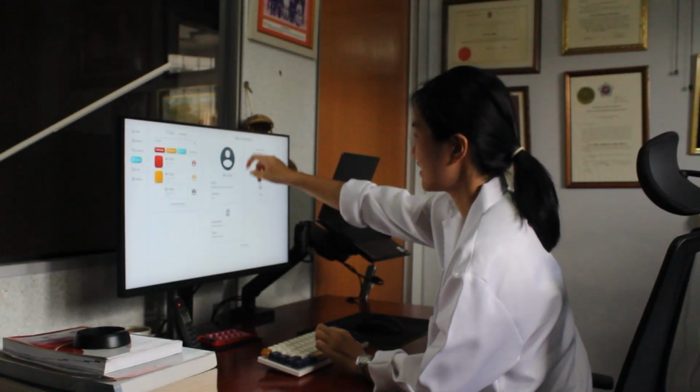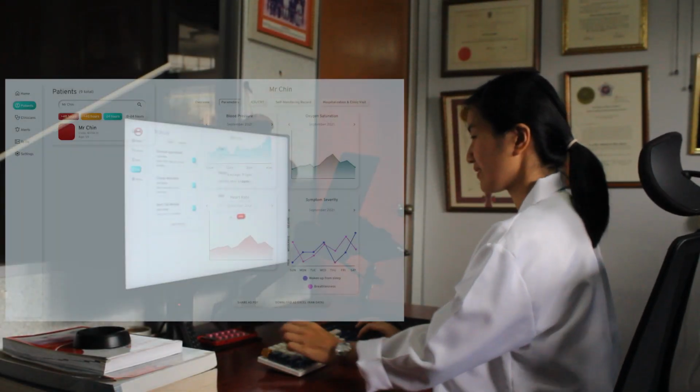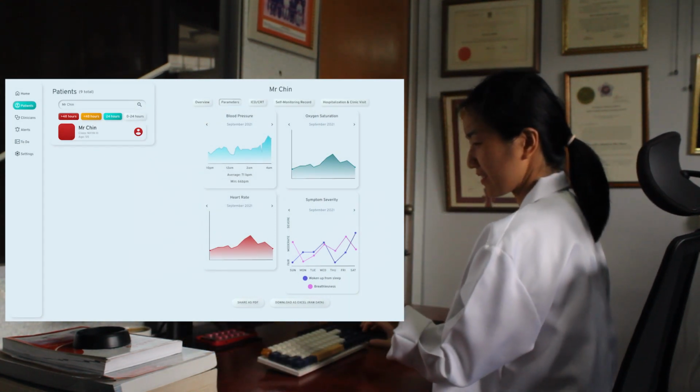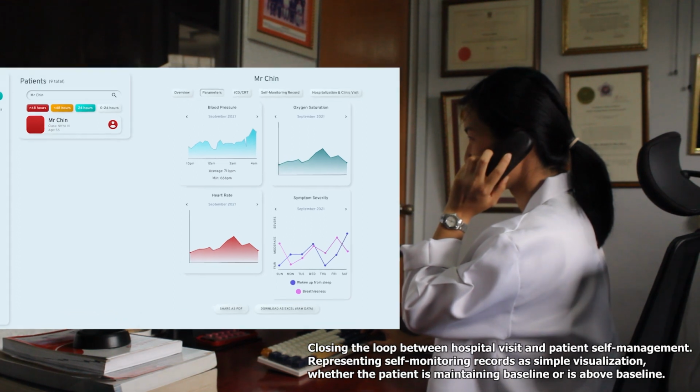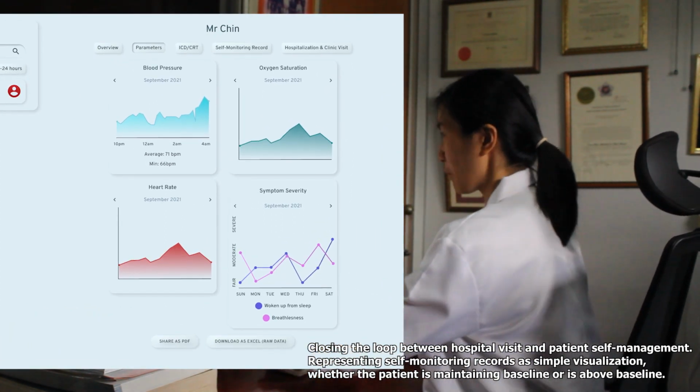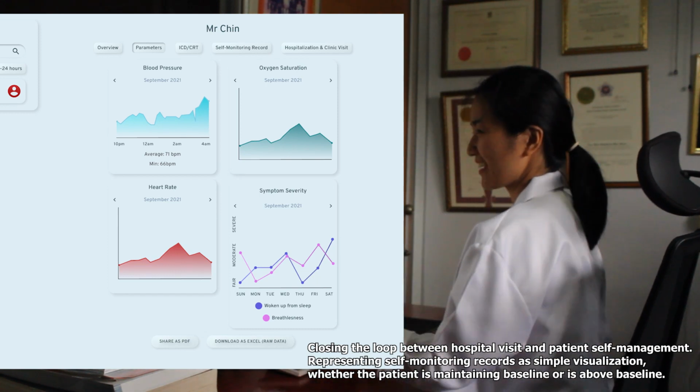During the clinic visit, clinicians can access the patient's self-monitoring record to have better information and understanding of the patient's health status. The symptom chart can be used as a shared ground for clinicians to establish a common understanding with patients regarding the patient's quality of life at home.